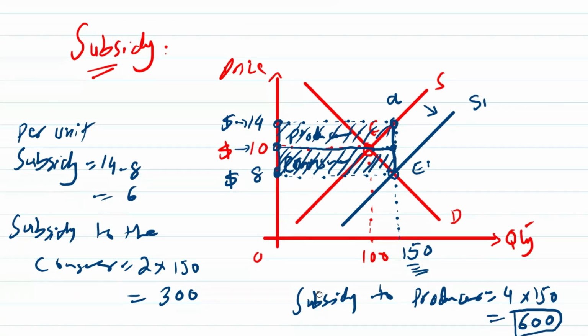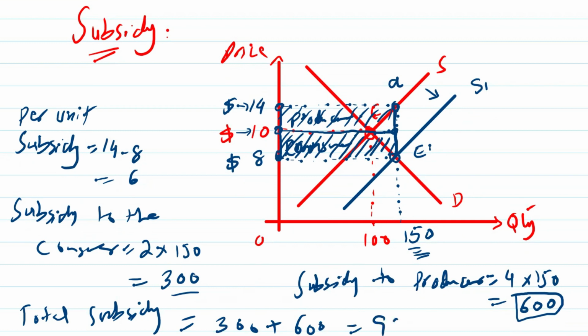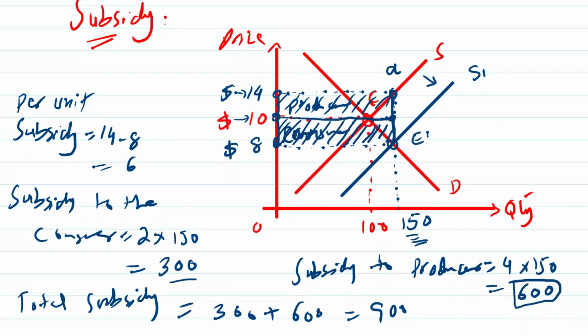And what should be the total subsidy then? Definitely, if we add 300 and 600, we will get total subsidy. Total subsidy is equal to 300 plus 600, that is equal to 900. But how to calculate this area of 900? Total amount of subsidy is shown with the complete rectangle, this area that I'm labeling right now. This is the total subsidy.